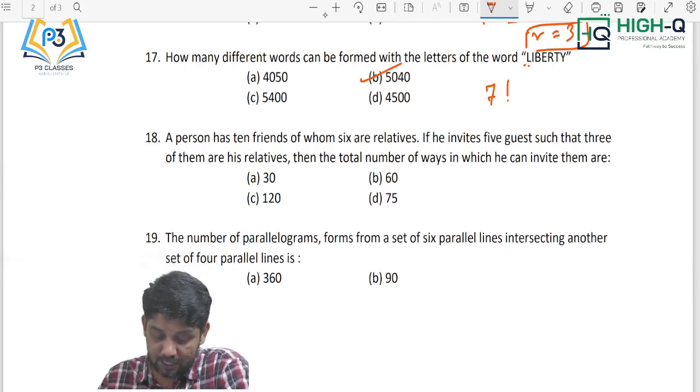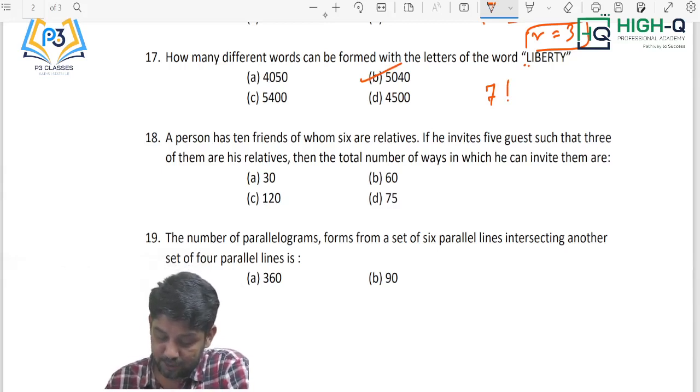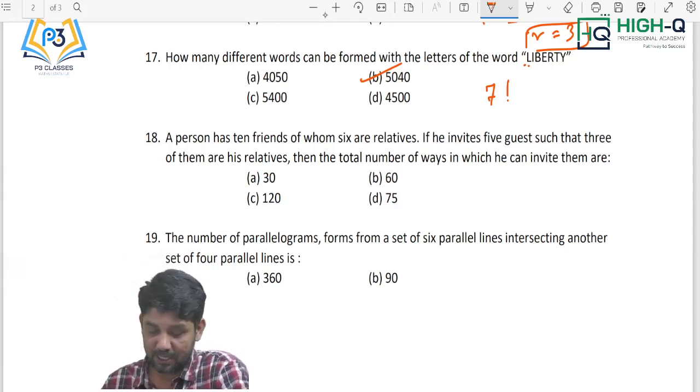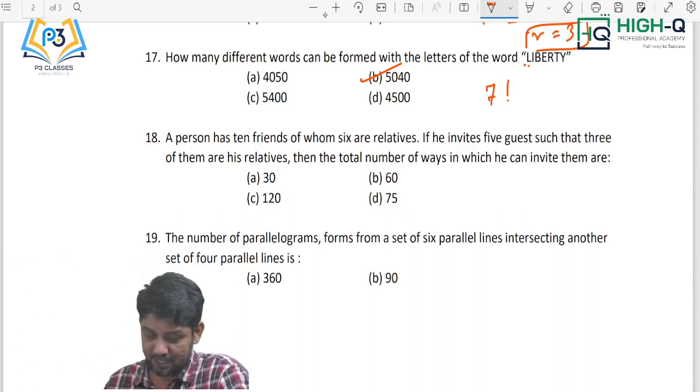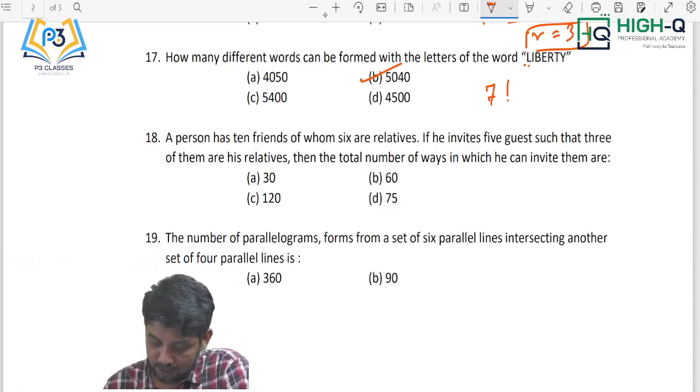A person has 10 friends, of whom 6 are relatives. If he invites 5 guests such that 3 of them are his relatives, then find the total number of ways in which he can invite them. Look at this, total 10 friends I have got, of whom 6 are relatives. If he invites 5 guests such that 3 of them are relatives. 6 relatives, 4 friends.